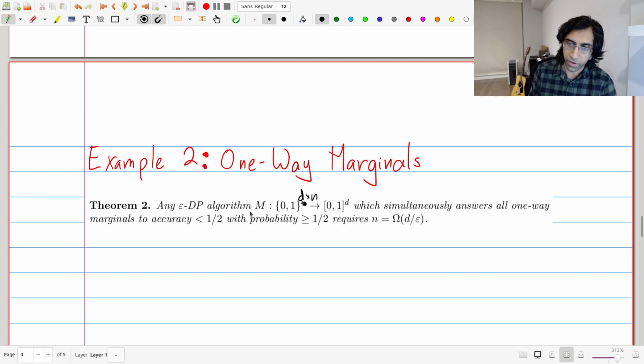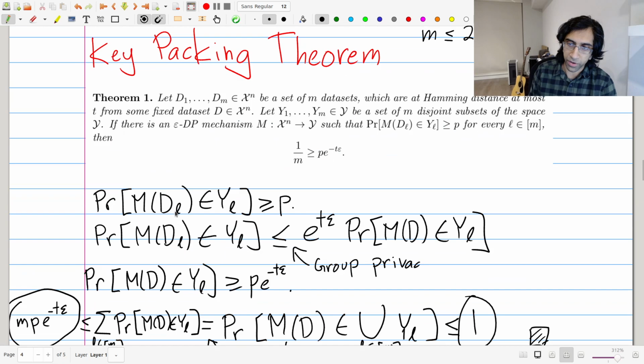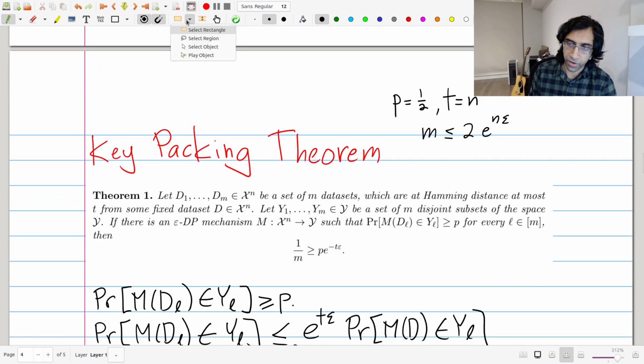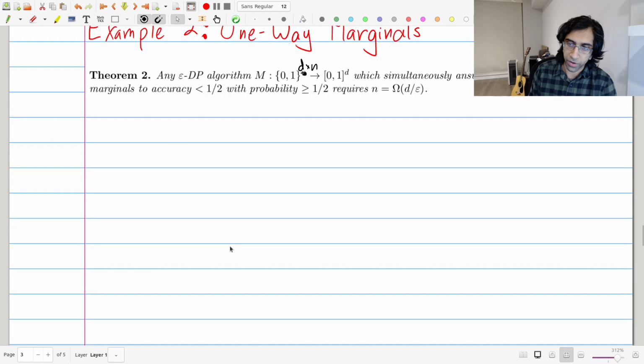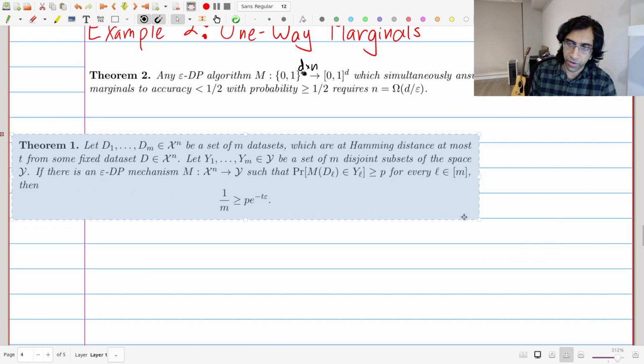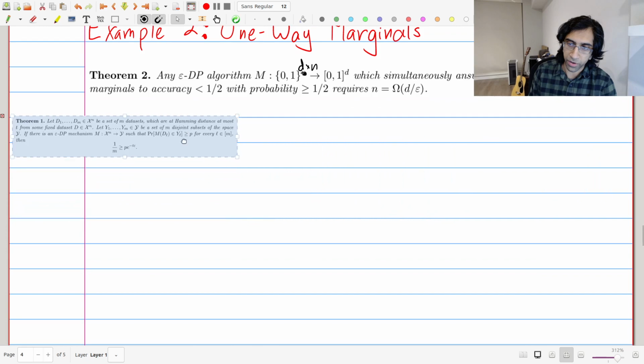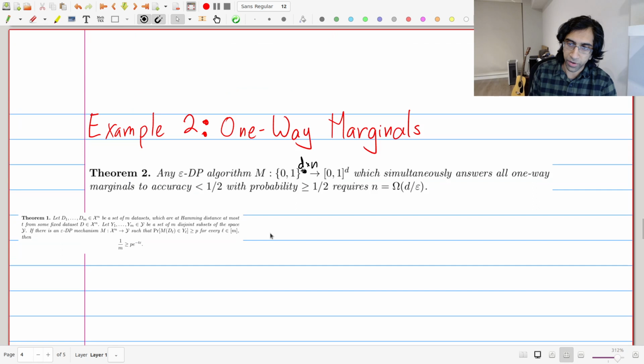So any private algorithm M which simultaneously answers all of these marginals to error, rather than accuracy, less than 1/2 with probability at least 1/2, requires that n is at least d over epsilon. So let's just try to apply this key packing theorem we had up here. Let me borrow this, and we'll take it along with us because it might be helpful to refer to. Can I shrink this? I'll keep it a little bit small here, but hopefully you can still read it or see some of the key notation.